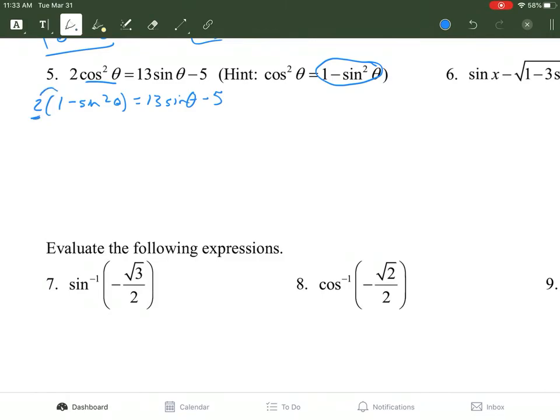We're going to take this 2 out in front, and we're going to distribute it to the 2 parts inside. So it's going to be 2 minus 2 sine squared equals 13 sine theta minus 5. Now I want to get everything on the one side of the equal sign. Now, usually I'd bring stuff to the left, but because my 2 in front of the sine squared is negative, I'm going to bring everything to the right. So I'm going to subtract 2 and add 2 sine squared.